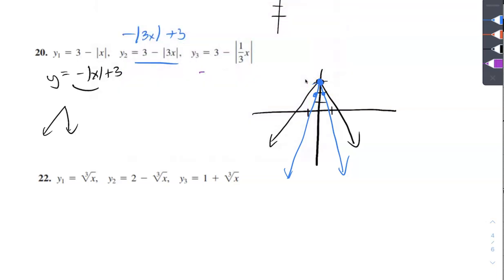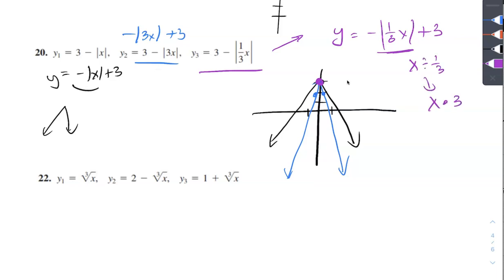The next one, again, rewrite it so we can see it a little better. So it's going to be y equals negative absolute value of 1/3 x plus 3. So we'll start at 3 again. Now this one, remember what happens here. It's the opposite. We're dividing our x's by 1/3. Well, that's the same thing as multiplying your x's by 3. So how before we went over 1, down 1, now we're going to go over 3, down 1. Because we're multiplying our x's by 3. So over 3, down 1, gives me something like this.